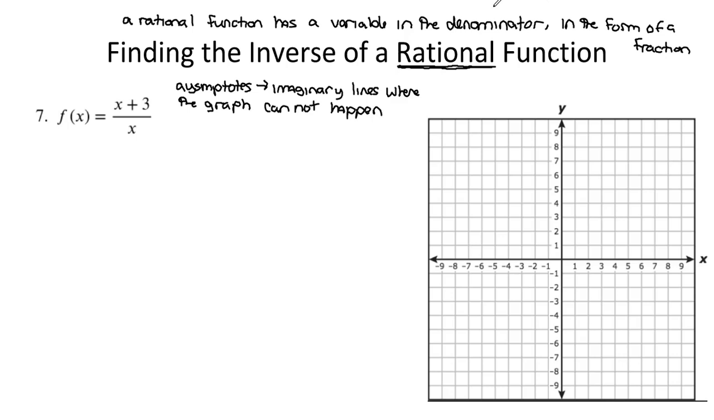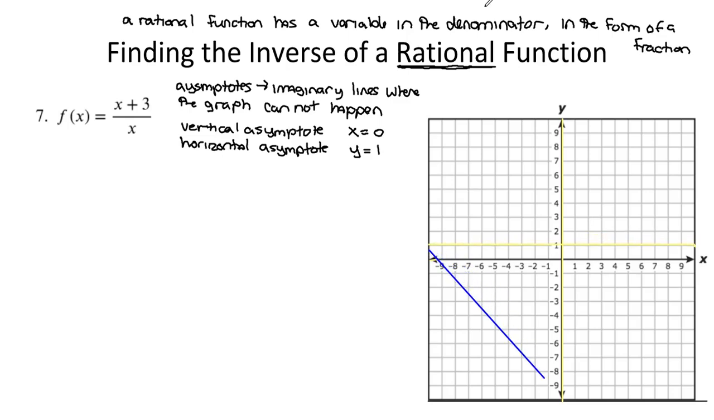Asymptotes. Asymptotes are imaginary lines where the graph cannot happen. A vertical asymptote goes straight up and down. In this case, our vertical asymptote is x equals 0. The horizontal asymptote in this case is going to be y equals 1. So if you look on our graph in yellow, I've got the x equals 0 asymptote. The graph will not happen there. And then you'll see y equals 1. That's going to be our horizontal asymptote.